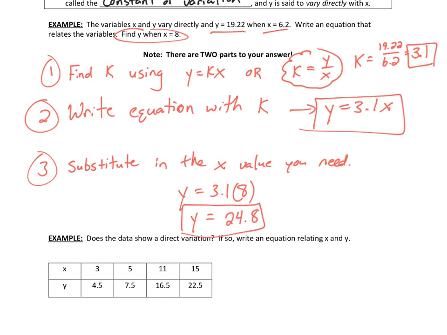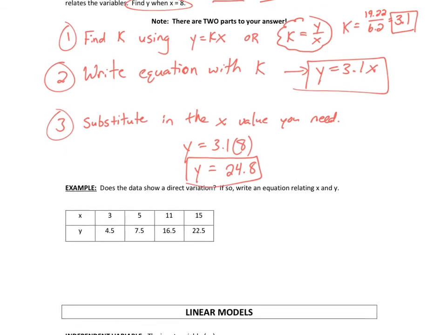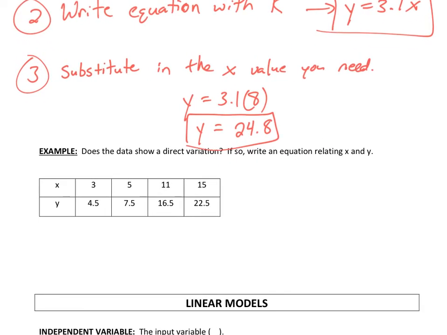Okay. So if they don't tell us it varies directly, we might see questions like this. Does the data show a direct variation? If so, write an equation relating x and y. So what we're going to do is check all the k values, and we're going to use k equals y divided by x.